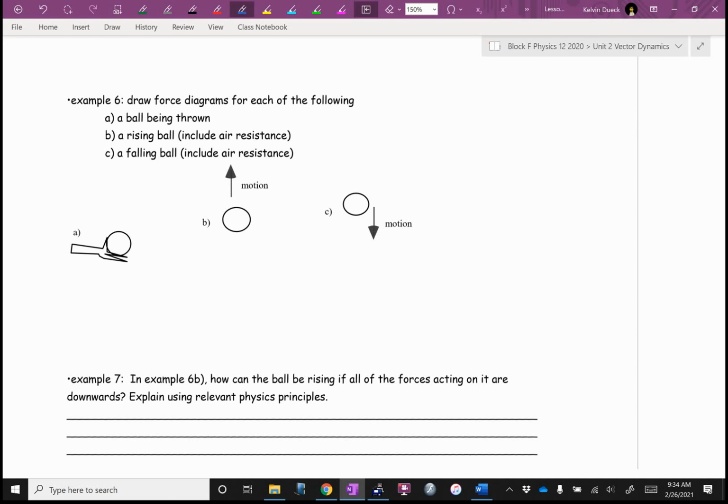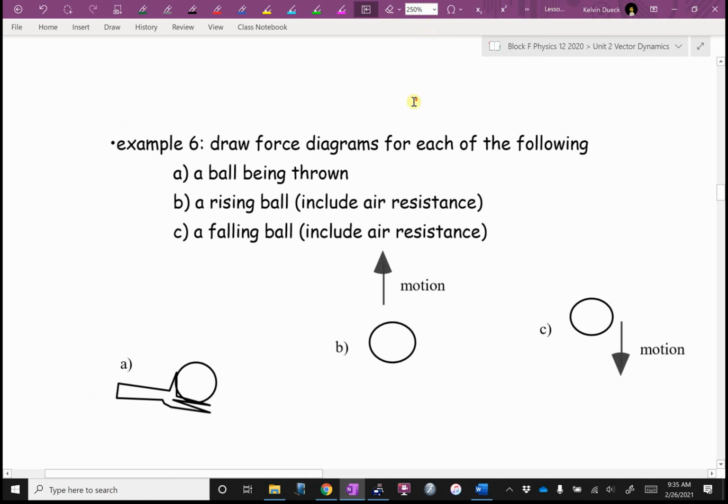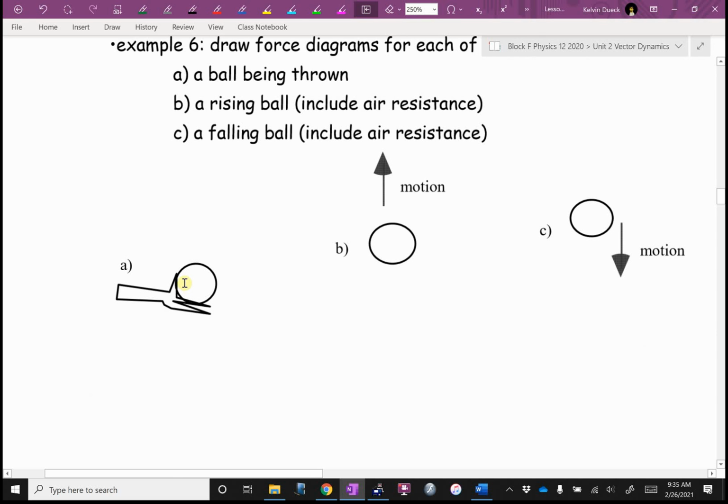Let's draw free body diagrams. Although, did they give me pictures? I'm going to label the pictures because it makes it a little clearer. So, situation A. What are the forces acting on it? Okay.